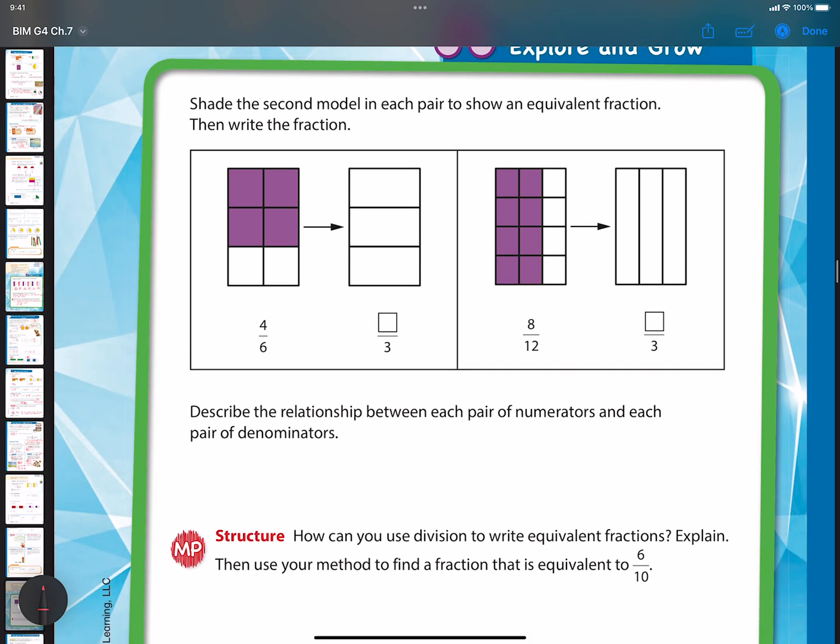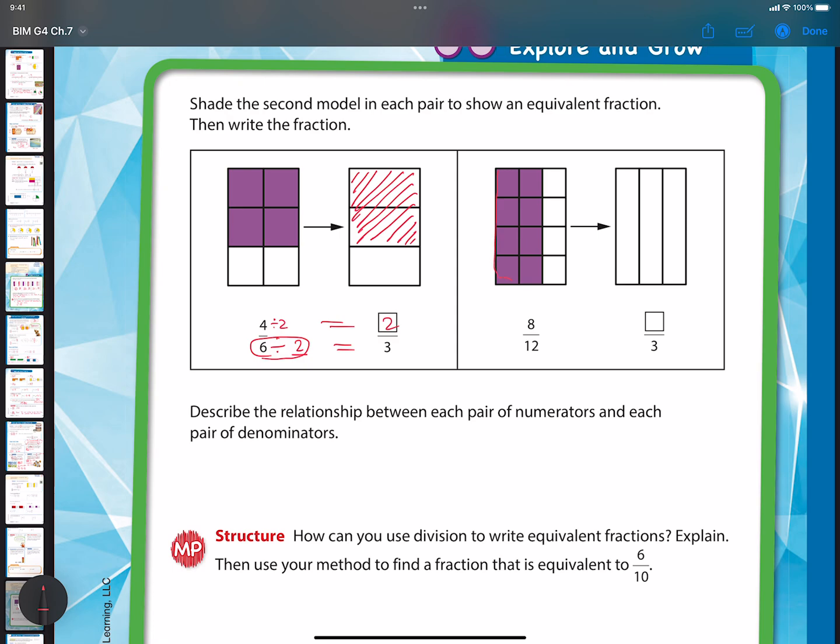Now shade the second model in each pair to show an equivalent fraction. Then write the fraction. I'm going to shade the equal amount here. Two pieces are shaded out of 3. Can you see? 6 divided by what is going to be 3? Yes, 2. And anything you do to the denominator, you have to do to the numerator, which is 2. Make sense? Okay, we are going to practice more.